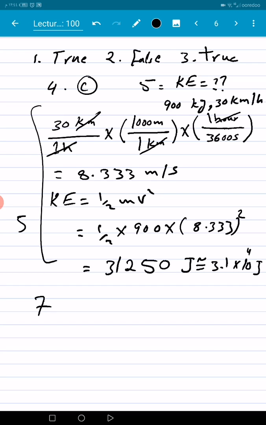Number 7, there is no 6, sorry, I don't know about that. So number 7, it is C, the net work does not act on the object. The gravitational potential, number 8, the multiple choice, it is number A. Question 9 is C.